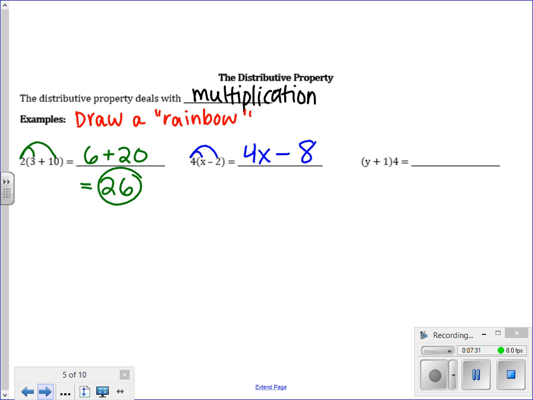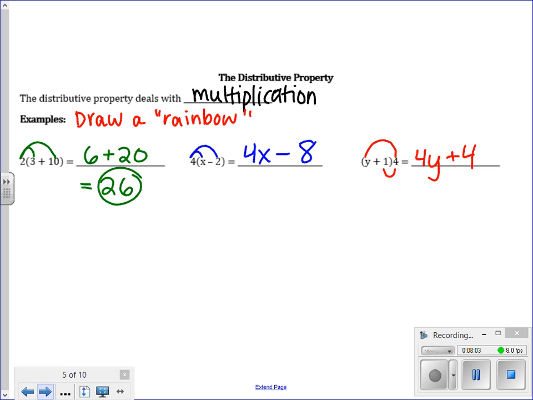All right, the next example. I have y plus 1 times 4. Now, I'm still going to distribute this 4 that's on the outside. It just happens to be on the right this time instead of the left. So I start with 4 times y, which is 4y, and then 4 times 1, which is 4, so plus 4. Again, just like the second example, I cannot simplify that anymore. Again, we'll talk about why in just a minute here.